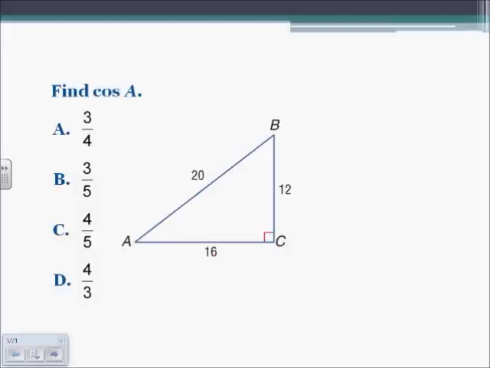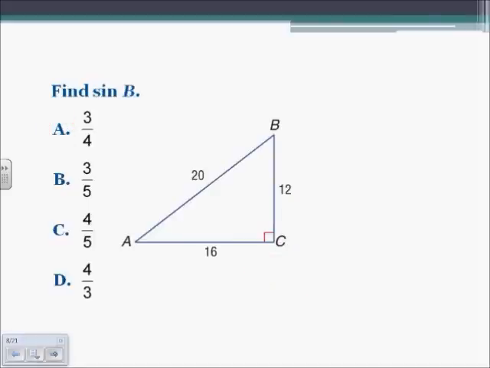And let's continue that with some other ones. Cosine of A. Cosine is adjacent over hypotenuse. So from A, we have the adjacent, we have the hypotenuse. So we will have 16 over 20. Take out a 4 from both, and we're left with 4/5. So C. Cosine of A is 4/5. Tangent of A. We have the opposite being 12, we have the adjacent being 16, so we have 12 over 16, so take out the 4's from both, and we're left with 3/4. So A is the tangent of A.